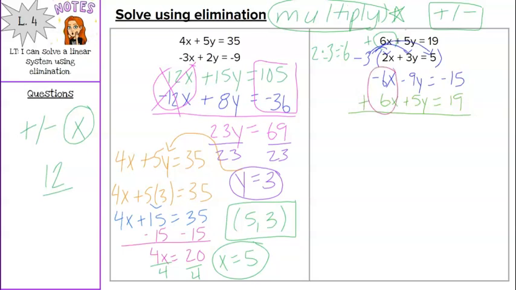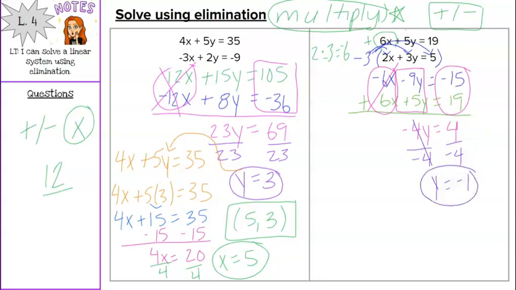Negative 6 plus 6 is 0. Negative 9y plus 5y, please take those signs with the numbers, that's negative 4y equals negative 15 plus 19, which is positive 4. We're going to divide both sides by negative 4. And we get y equals negative 1.